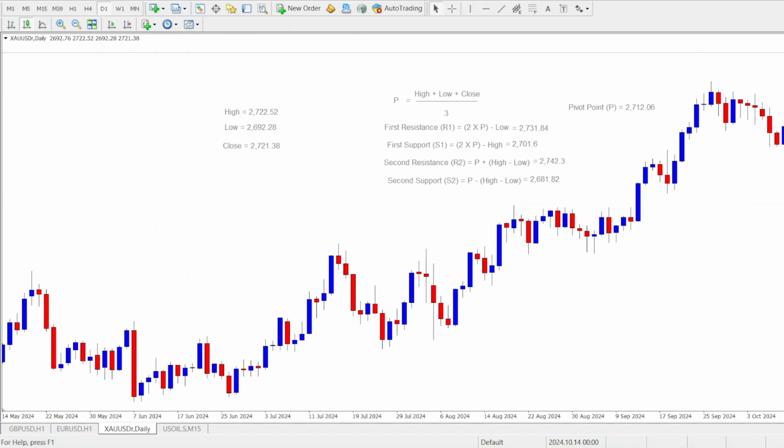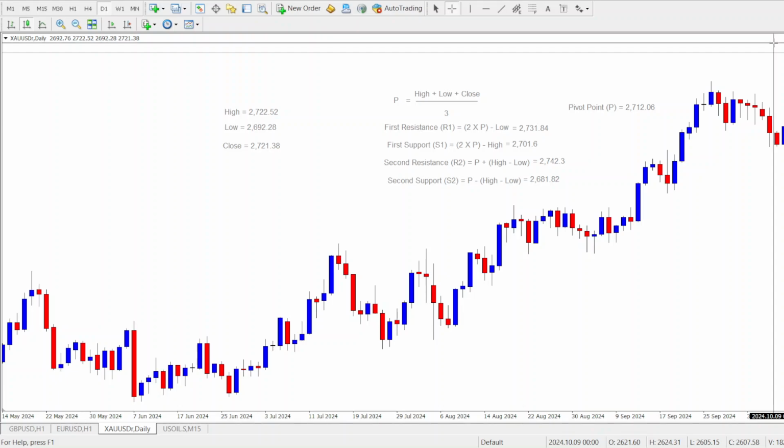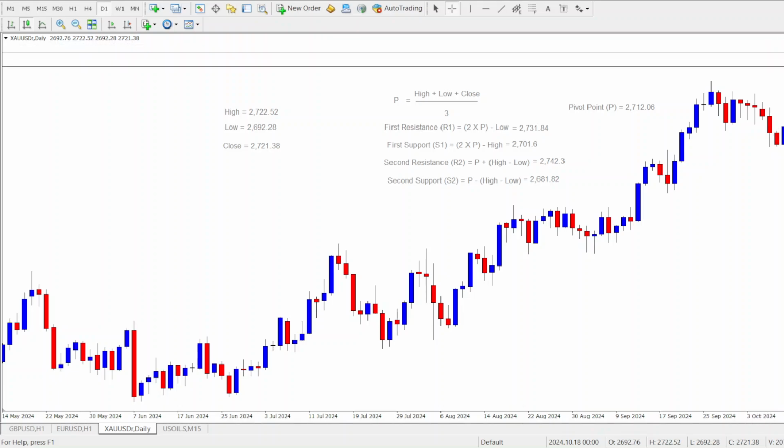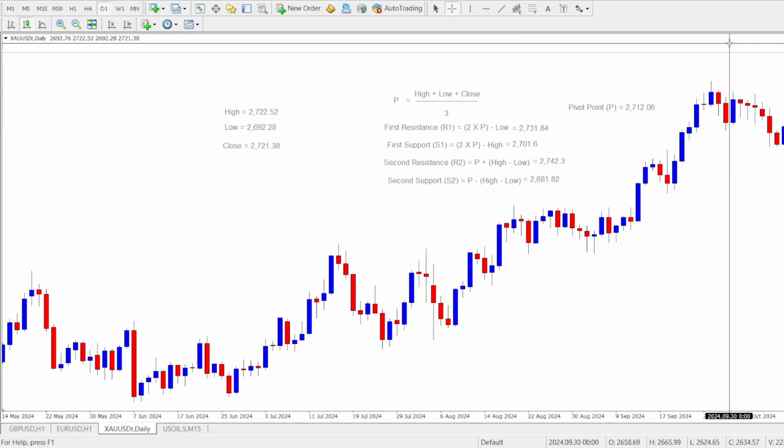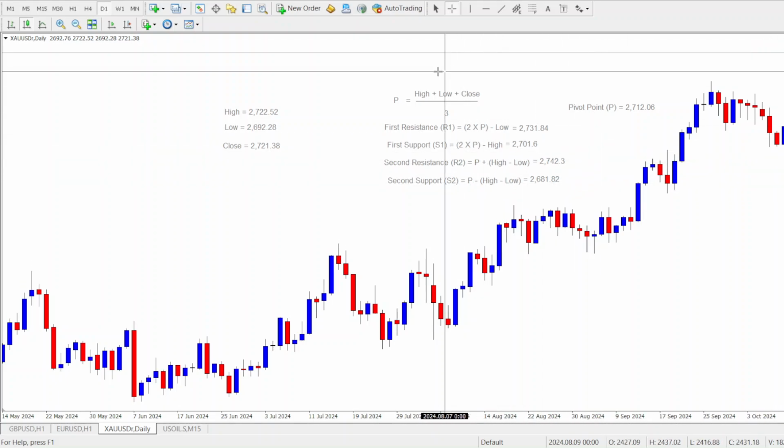Now, how do you use pivot points for trading? Resistance levels act as potential barriers where the price may struggle to move higher, creating selling opportunities. Having calculated the first resistance and the second resistance, we can know the possible levels where price could face rejection the next day. The first resistance, 2731.84, should be somewhere around here, and then the second resistance we calculated.